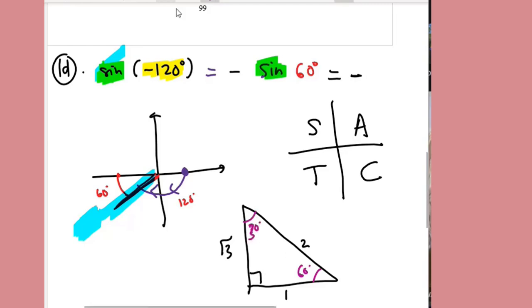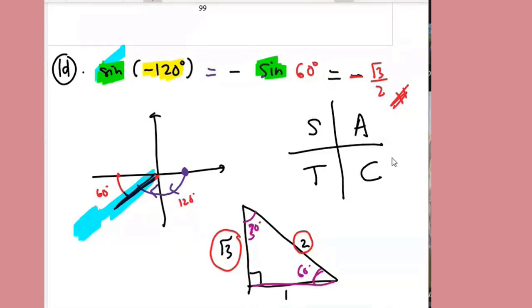So sine is opposite side over hypotenuse. So sine 60 is square root of 3 over 2. Negative square root of 3 over 2. This is negative sine 60. And that settles this part.